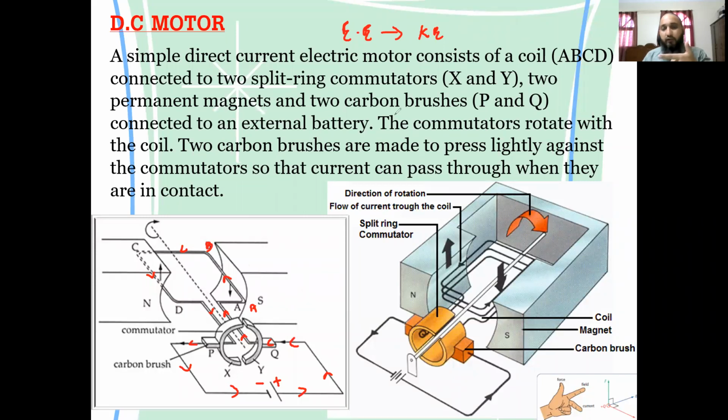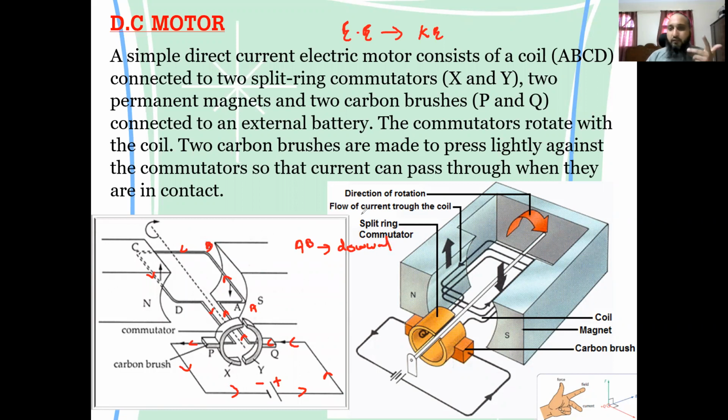So my index finger is pointing towards the south. My second finger represents the direction of the current, and the direction of the current is from A to B. The direction in which the thumb is pointing is the force. So side AB will experience a force downward.